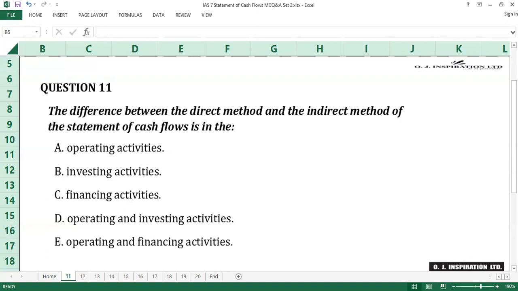Both methods do not apply to investing activities and financing activities. For investing and financing activities, only the direct method applies, as major classes or streams of gross cash receipts and gross cash payments are disclosed. A is the answer to question number 11.